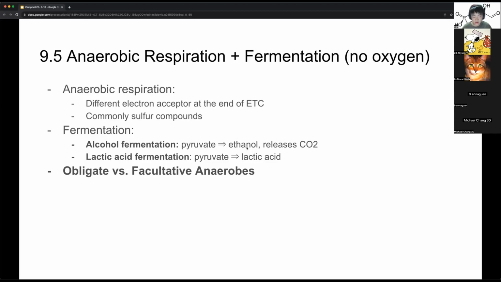Also, producing ethanol is really hard. Most of the time, it's a ton of byproducts. So don't make your own alcohol at home, guys.